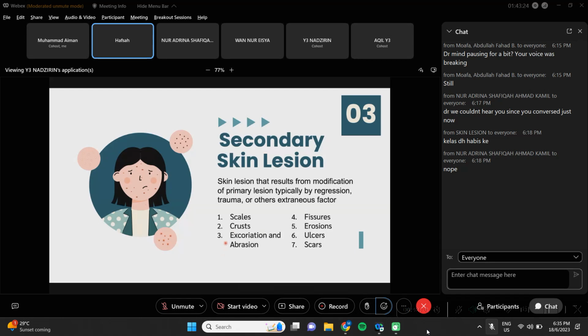So these are usually not primary, apart from scaling, which can be part of a primary skin lesion, and crust in some cases. Excoriation. So what is excoriation? It's a result of stretching, right? Excoriation is basically stretch marks. Okay. Abrasion. When you rub the skin, you can get abrasion as well. These are not something that happens spontaneously. It happens as a result of something else.